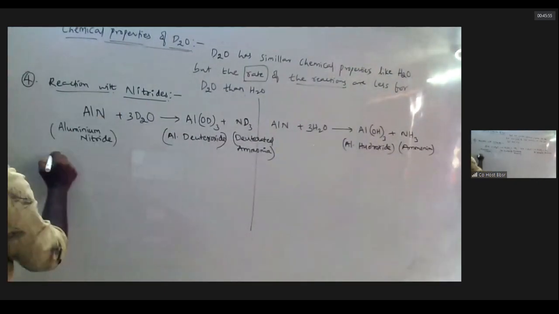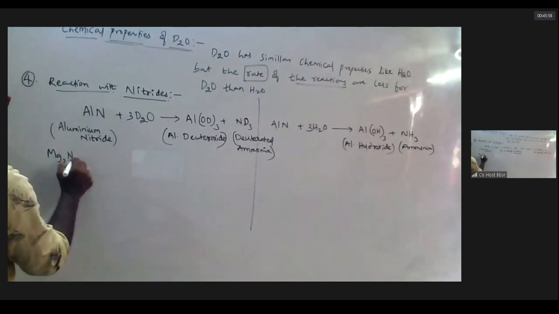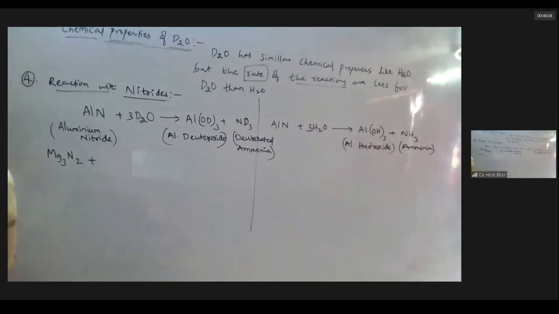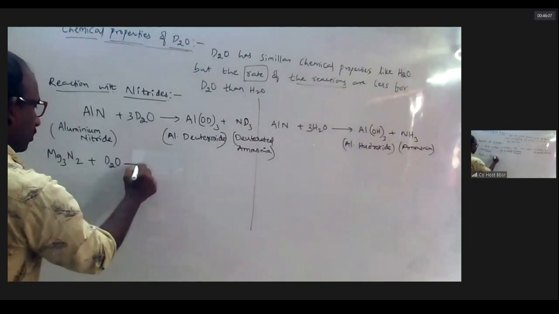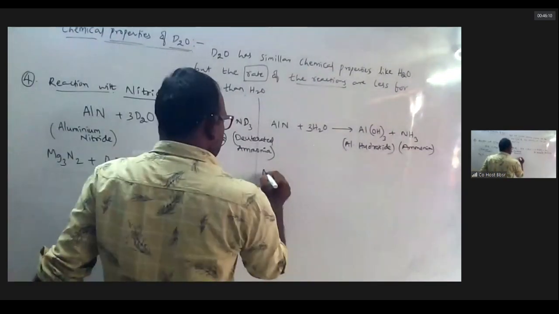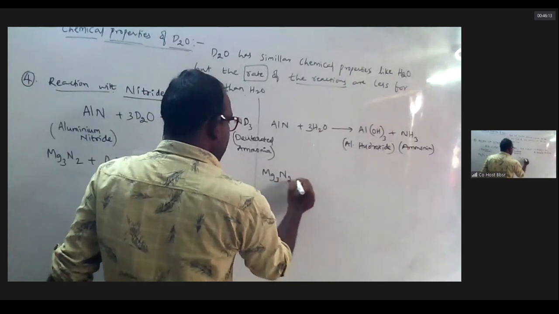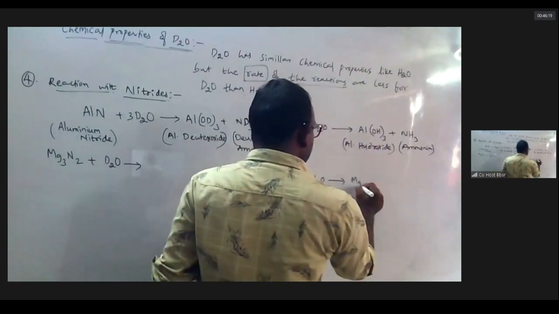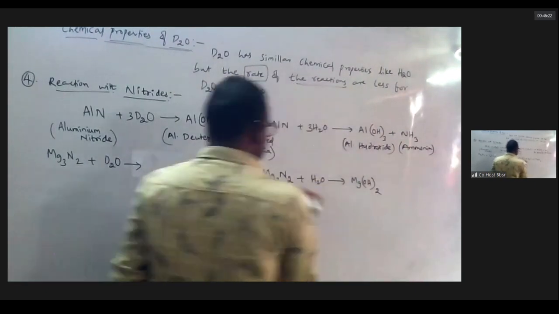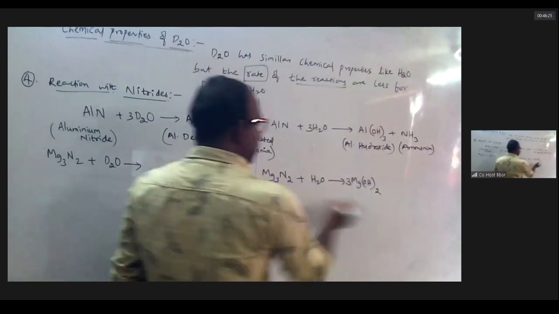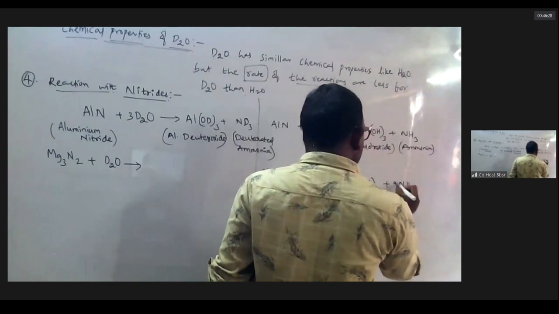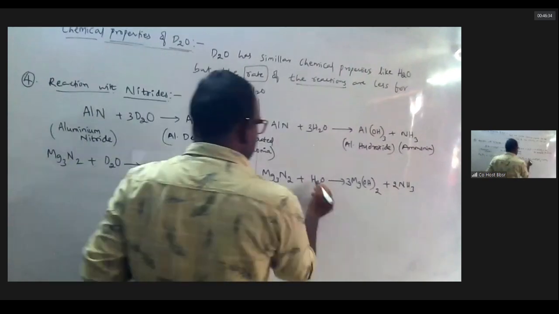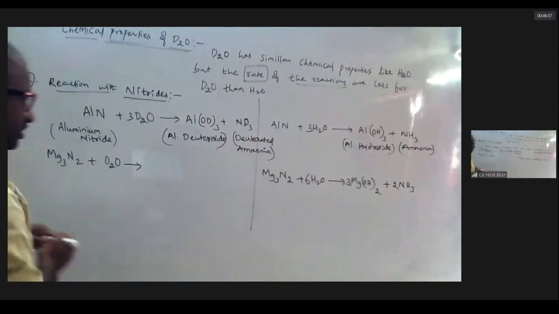Now if you see magnesium nitride, Mg3N2, with H2O, what are you getting here? Mg(OH)2 taken twice. How much magnesium? 3 magnesium, and how much nitrogen? NH3, 2 nitrogen. See, is everything getting balanced or not? 6 hydrogens, 6 hydrogens, therefore 6H2O, right? So that is magnesium nitride.